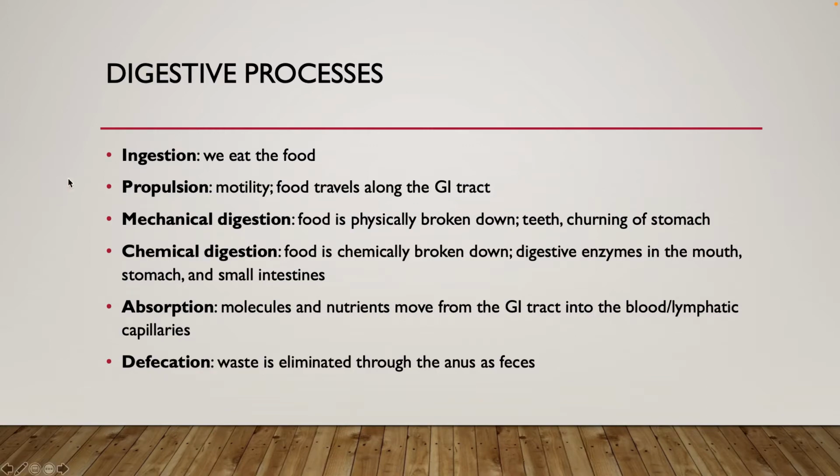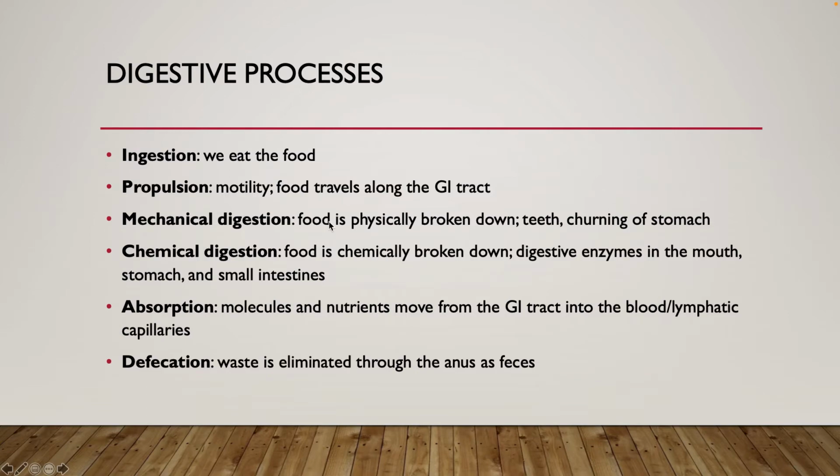Okay. Now chemical digestion is going to be the exact opposite. Now we are chemically doing something different that alters our food. So this has to do with digestive enzymes, and we'll see these enzymes come into play in the mouth as well as in our stomach and small intestines. But just keep in mind, mechanical, we're physically breaking it down. Chemical, we are chemically breaking it down.